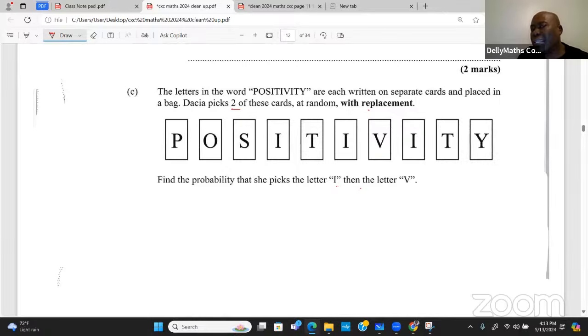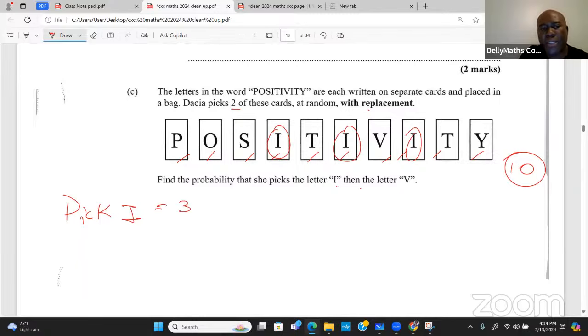You need to know the total letters that we have. We have 1, 2, 3, 4, 5, 6, 7, 8, 9, 10 letters here. So we have a total of 10. So we're going to pick I first. What's the probability to pick I? How many I's? 1, 2, 3. So the probability to pick I is 3 out of 10. What's the probability to pick V? 1 V, so it's 1 out of 10.